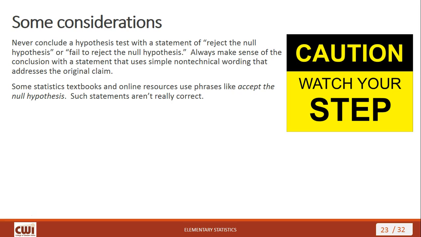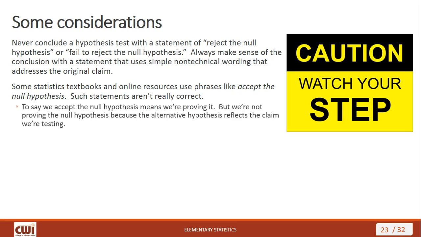However, we have to understand such statements really aren't correct. To say that we accept the null hypothesis means in essence that we're trying to prove it. But we're not trying to prove the null hypothesis. We actually have an assumption in our methodology that the null hypothesis is true. Furthermore, the alternative hypothesis is what reflects the claim that we're testing, not the null hypothesis itself.